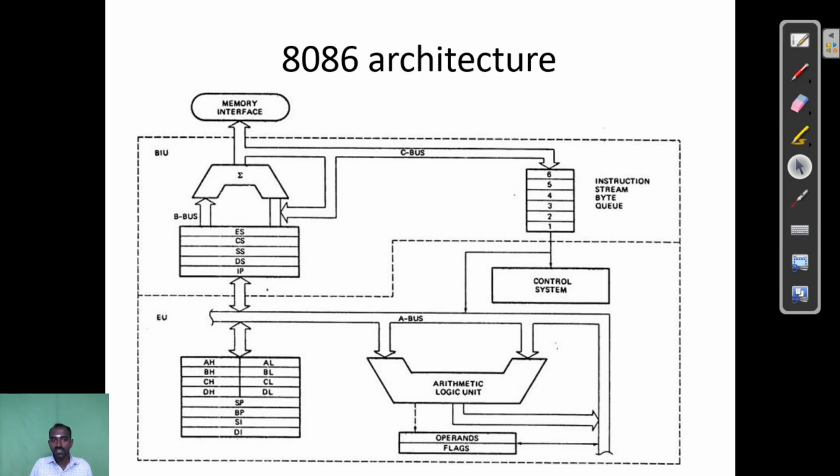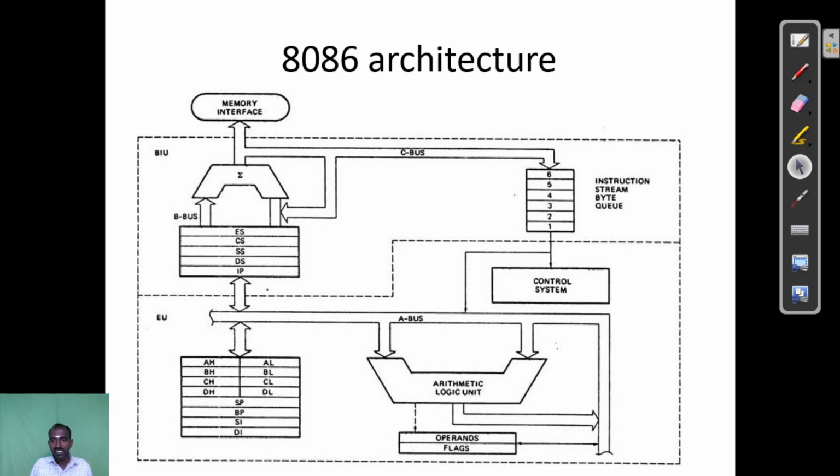Another element in the bus interface unit is the instruction queue. So what's in the instruction queue? The instruction queue is a first in, first out group of registers. It contains 6 bytes.